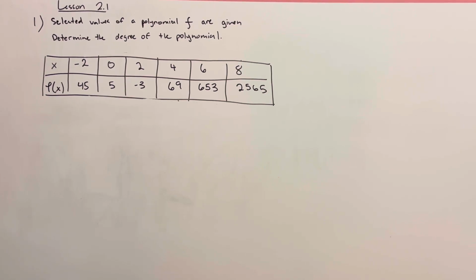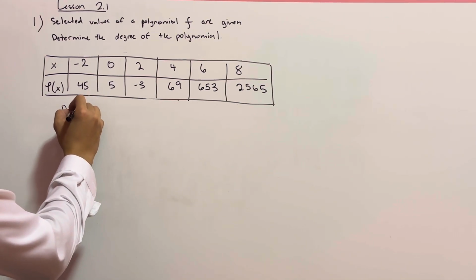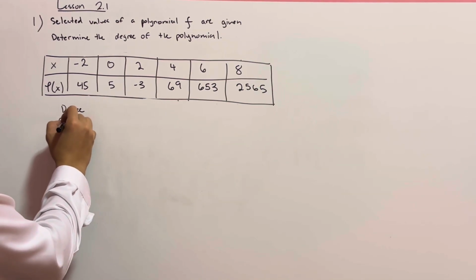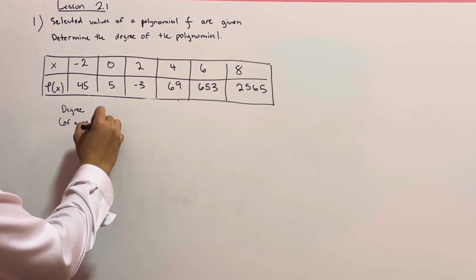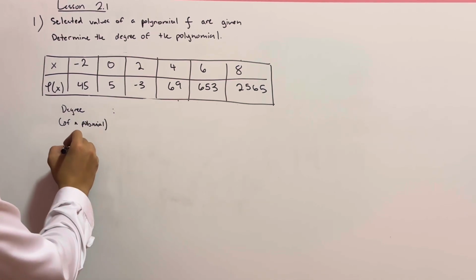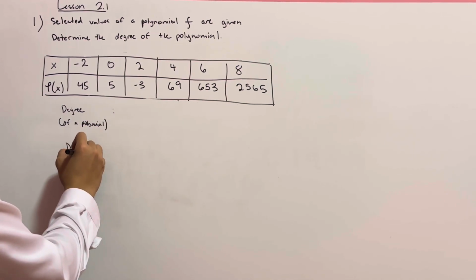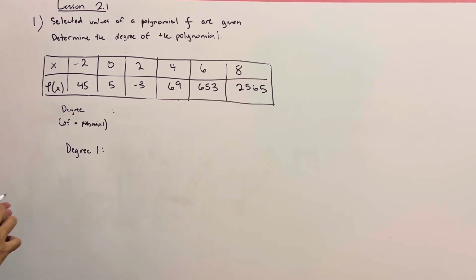So here is a table of values, and they're asking us to find the degree of whatever polynomial this table might represent. Okay, so what is a degree, especially of a polynomial? Okay, let's think back to previous functions that we've done. Functions with degree of 1. Those are just linear functions, right?